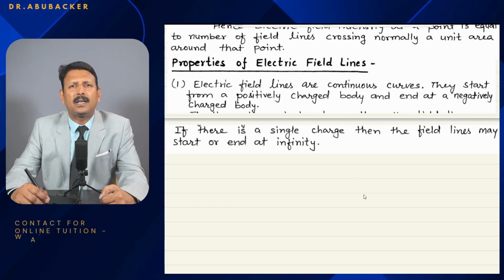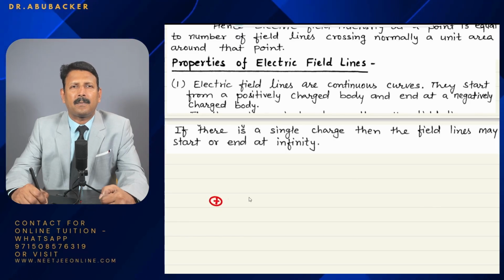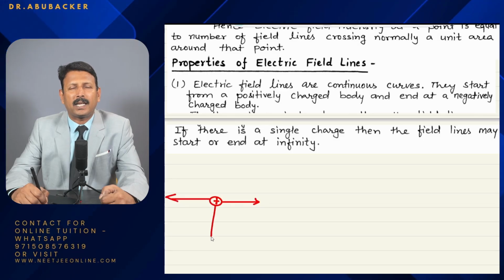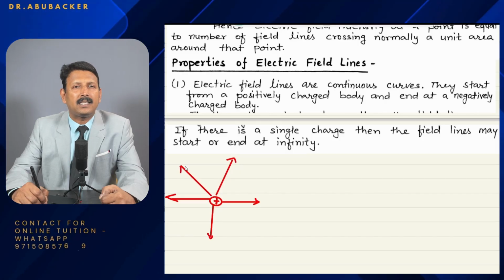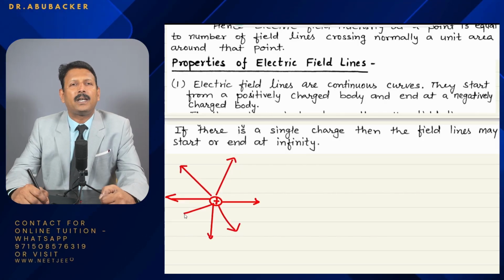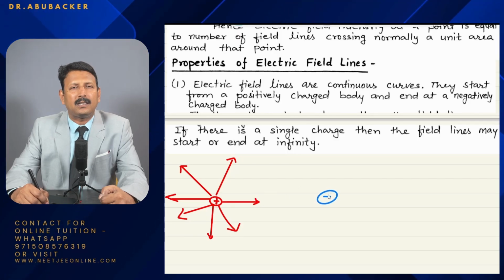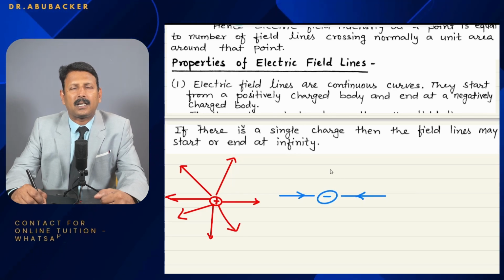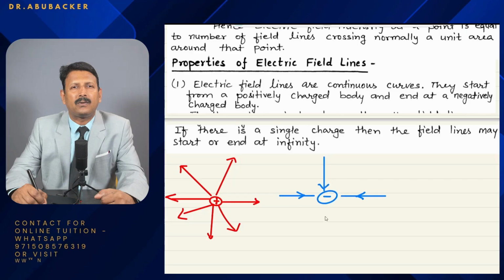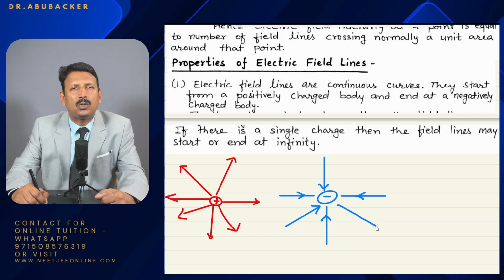What is that meaning? If you have a positive charge, then field lines start from the positive charge and end at infinity. If you have a negative charge, isolated, we are talking about a single one, field lines start from infinity and end at this negative charge. So we can draw field lines due to a positive charge and a negative charge here. The first one, the red one, is the electric field lines due to a positive charge. This one I am drawing is the electric field lines due to a negative charge. So the direction will be, in the case of positive charge, away from it, and in the case of negative charge, towards it.